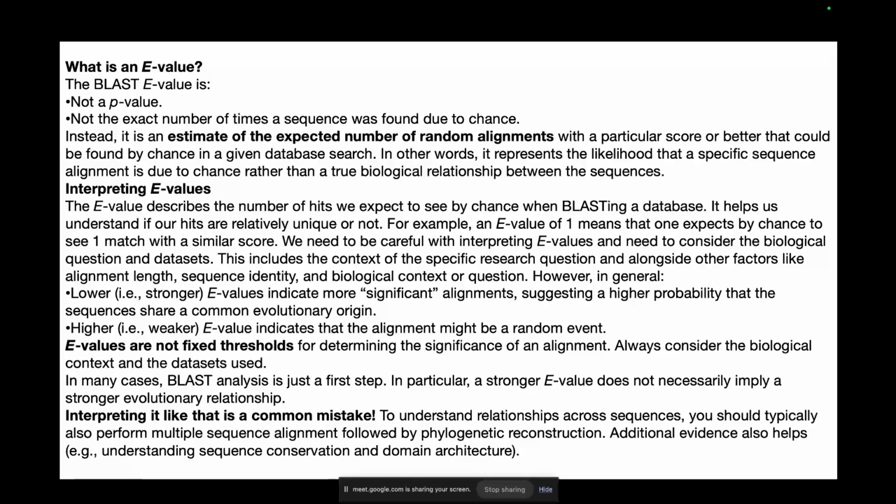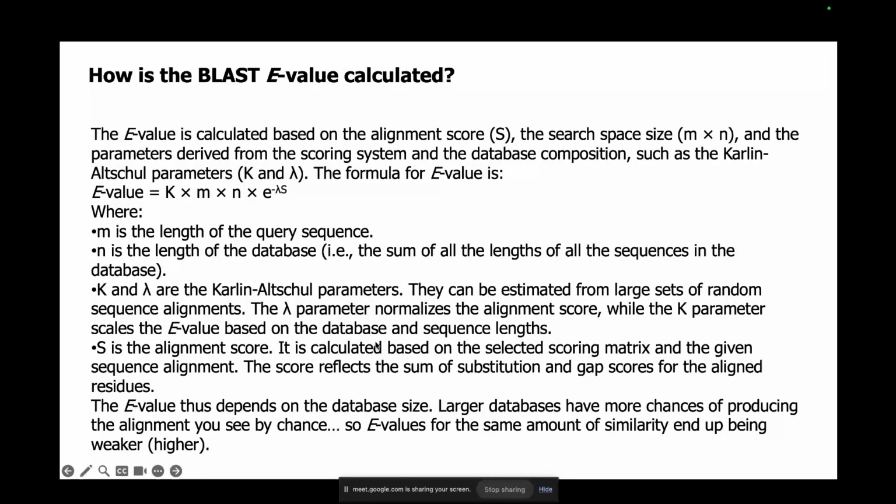That is what it is telling you. It does not tell you anything about strong evolutionary relationship or functional or structural conservation or anything of that sort, right? For that, you need to do multiple sequence alignment and see the residues which are conserved and try to get an interpretation out of that. E-value is not for that, right? Now, how is it calculated?